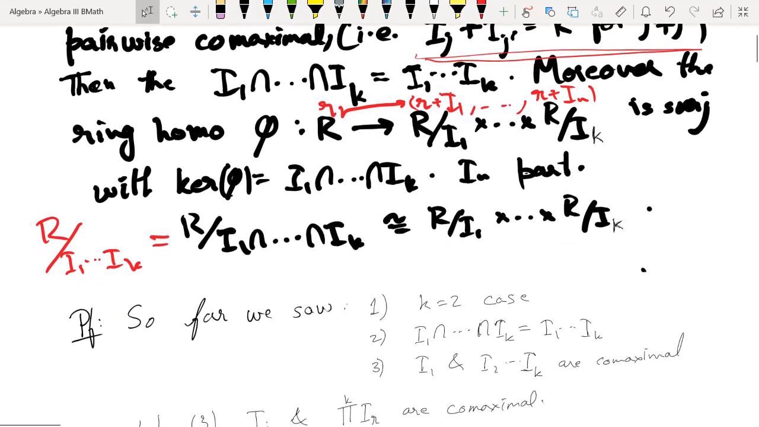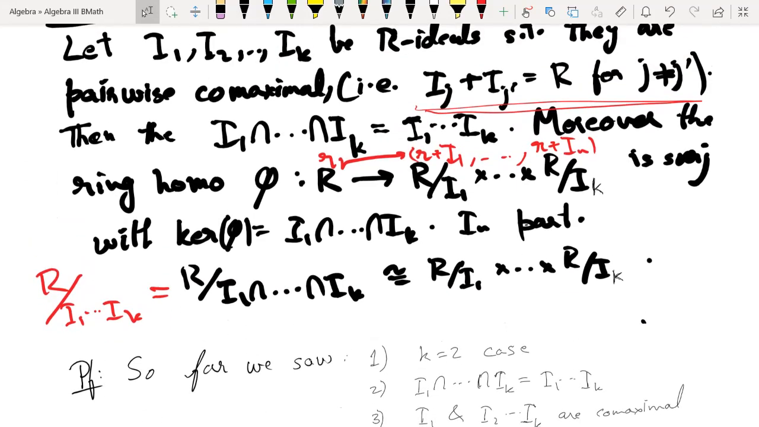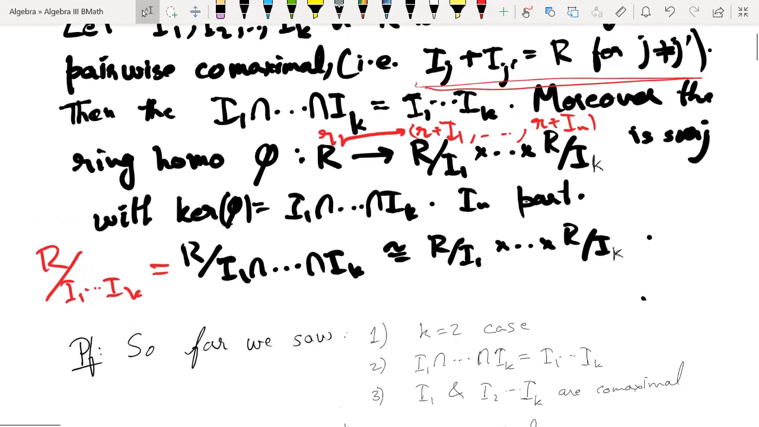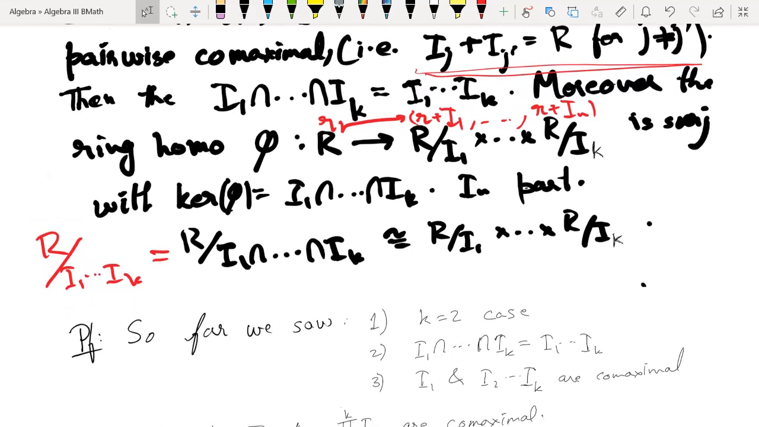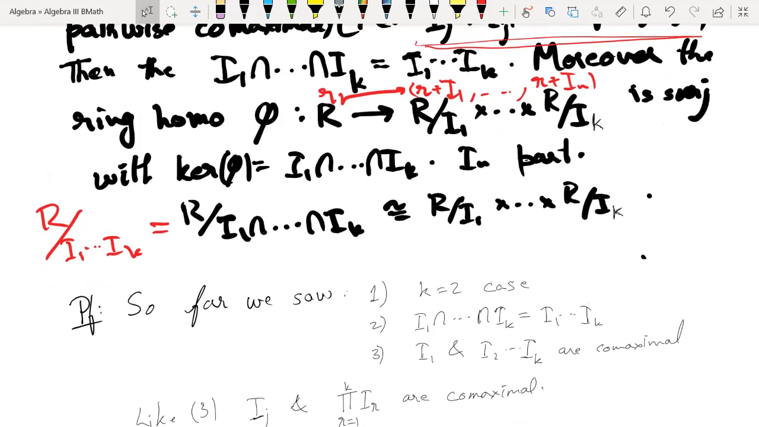So far we saw this result for the K equals 2 case. When there are only two ideals, we figured out that this is indeed the case. We have a surjection, and we also saw that the intersection of these ideals is the same as the product of these ideals. And the third crucial step we saw is that I1 and the product of the other ideals, I2 to IK, are co-maximal.